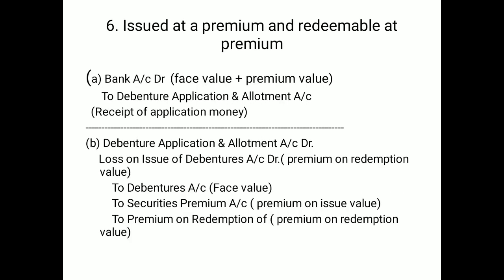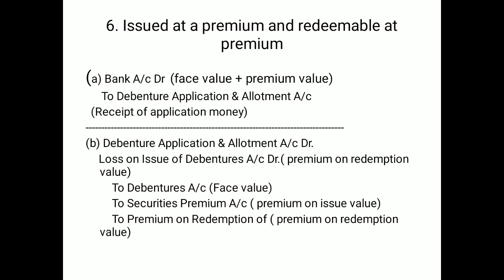Next is issued at premium and redeemable at premium. Here I am taking 10 rupees for the premium on issue, and suppose I am varying both: issue premium 10 and redemption premium 20. Just to note, the face value is 100. So how will you pass the entry now? First is the issue at premium of 10. When it is 10, the first entry will be passed for 100 plus 10. That means the issue value will be attached, not the redemption premium. So 110 will be taken here.